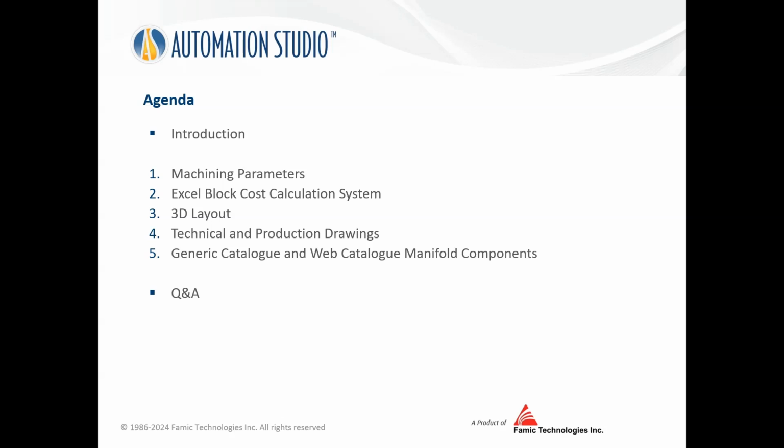Some new 3D layout features as well. New features for the technical and production drawings. Some new components that we have in our generic manifold elements catalog, as well as the use of the web catalog for the creation of manifold blocks. The web catalog will now be compatible with the manifold workshop. And we'll finish with a Q&A session where you can ask through the chat.